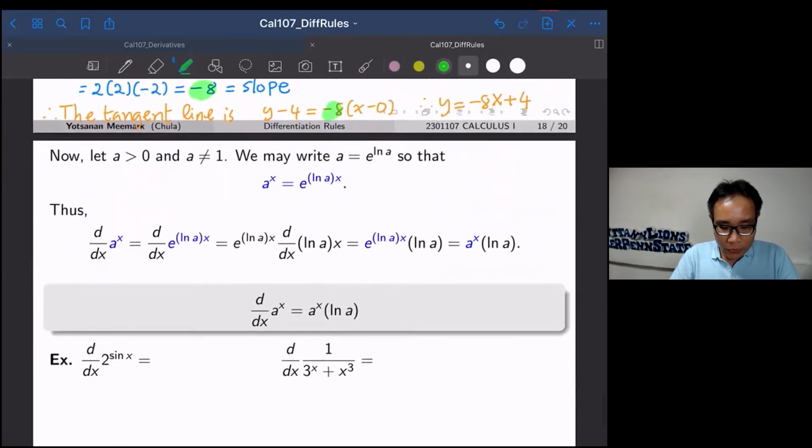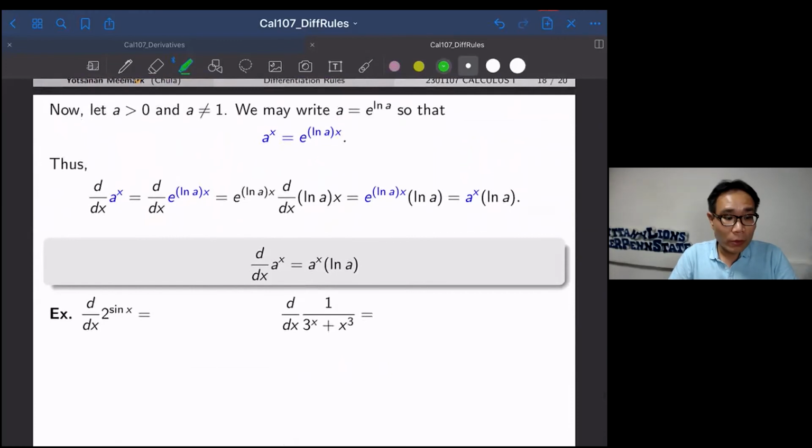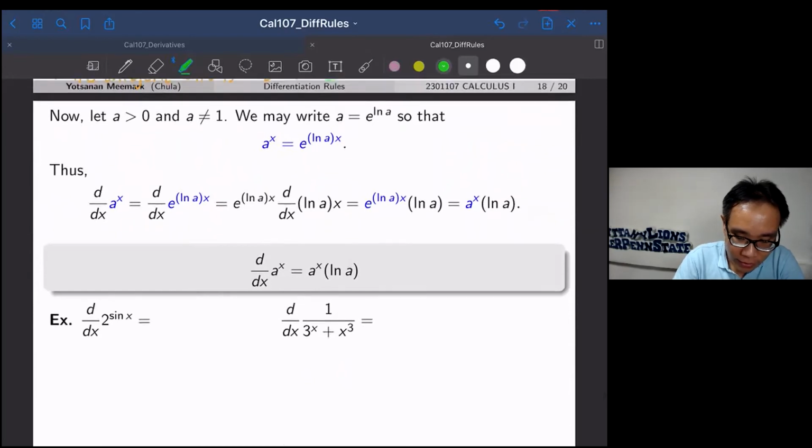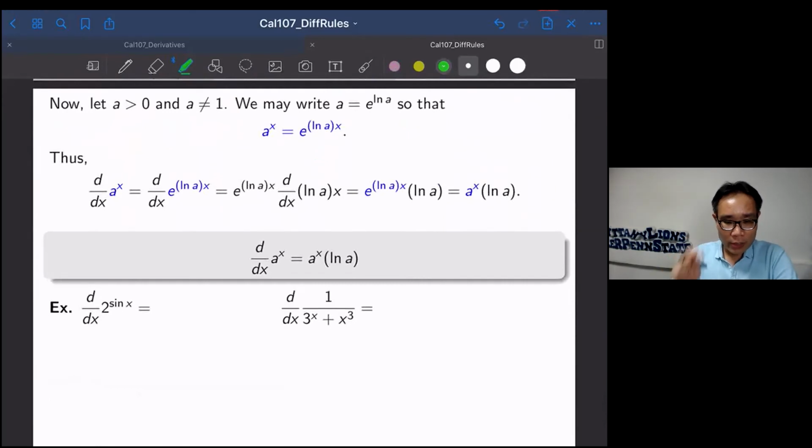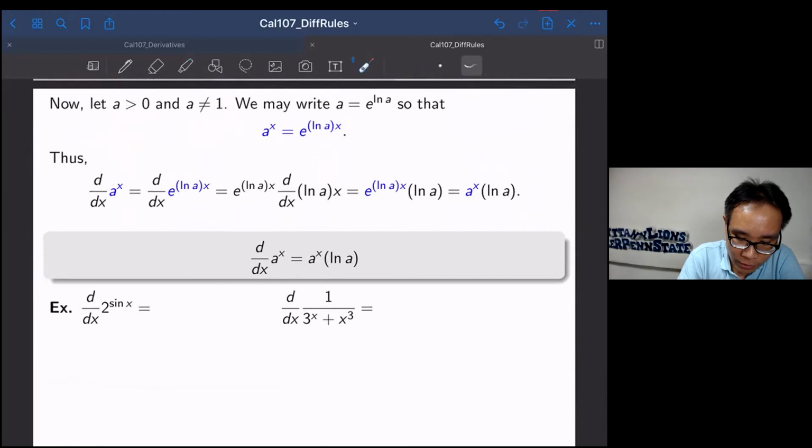Now we're going to derive another important formula: the derivative of the exponential function of any base. So you have a greater than 0, and a not equal to 1. We may write a equal to e to the log a. This is a property of the exponential function and the log.